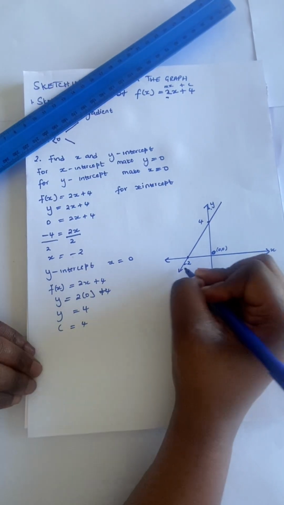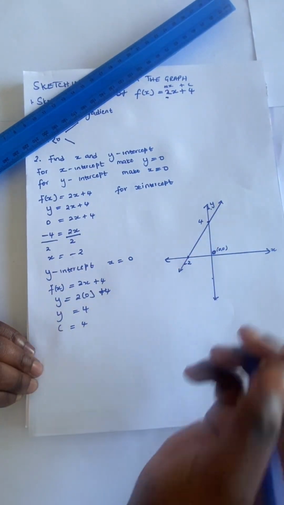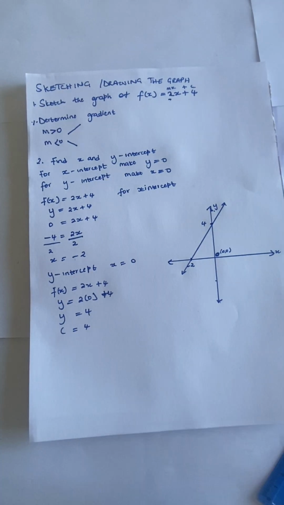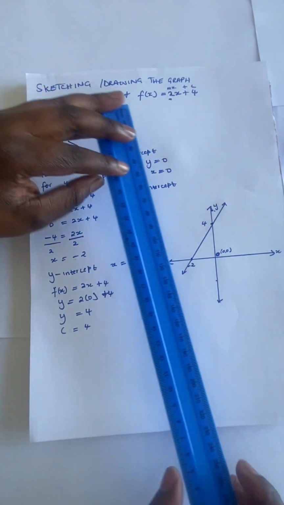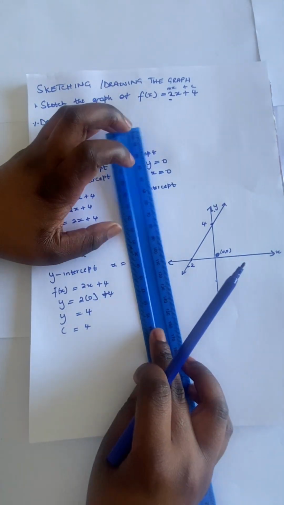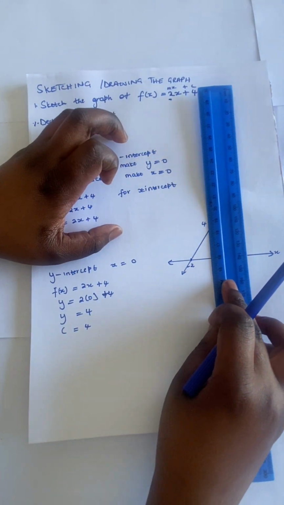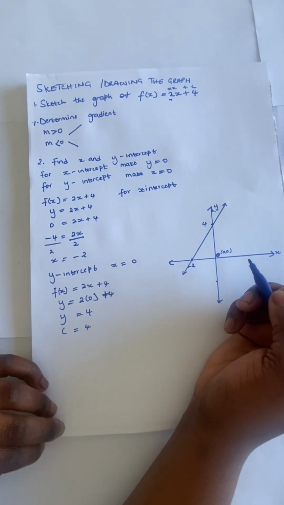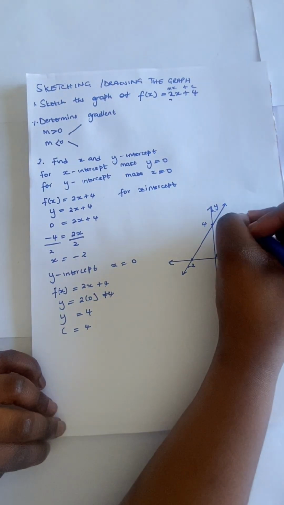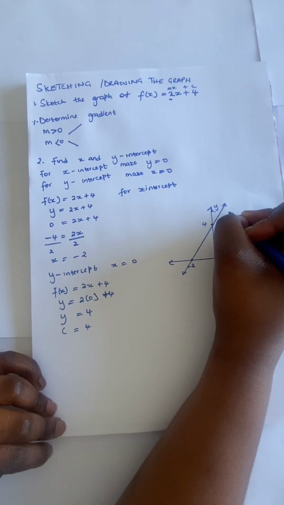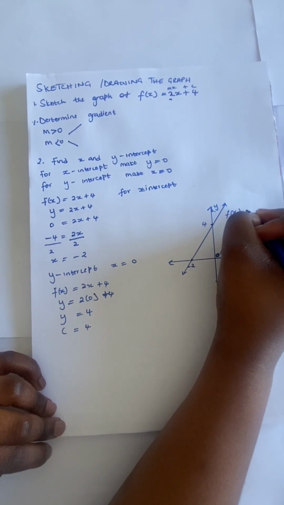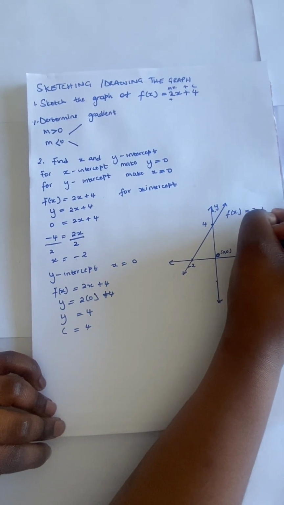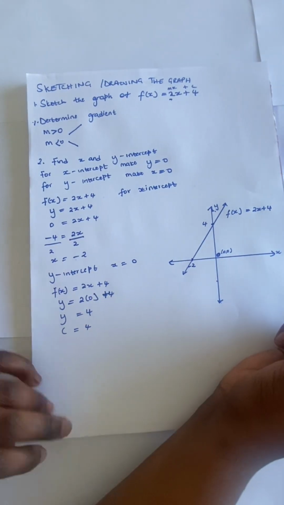As you can see, my graph is increasing. Remember, you read it from your left-hand side. As you go to the right, the graph is going up. That means it is increasing. And then you label your graph: this is the graph of f(x) = 2x + 4.